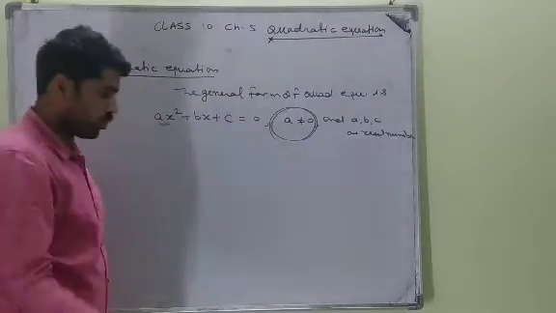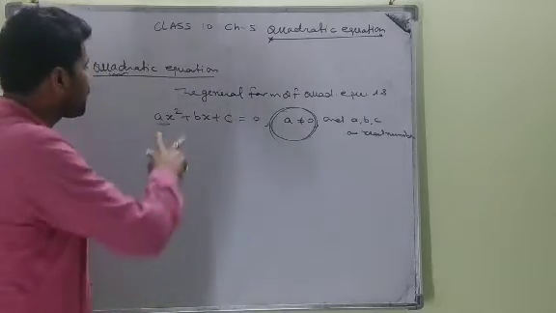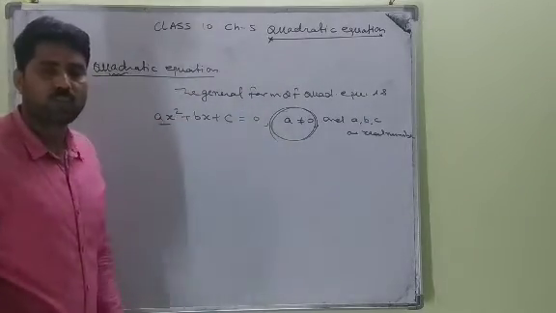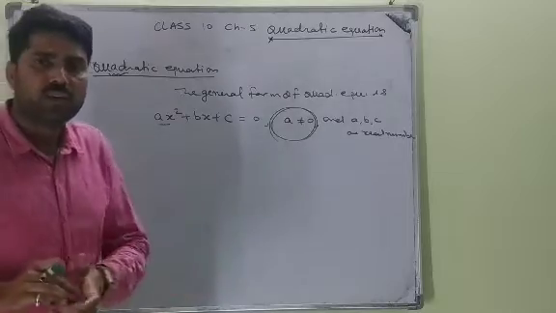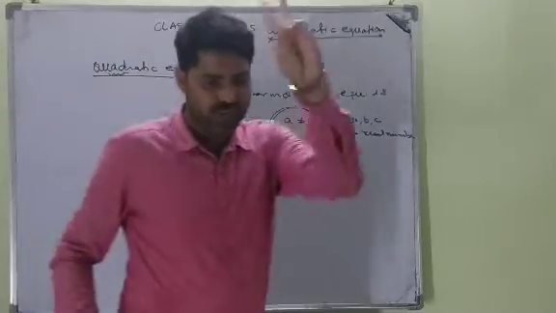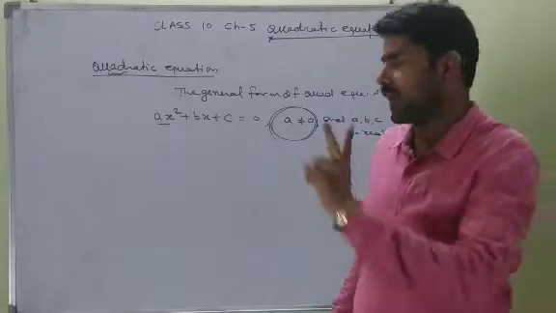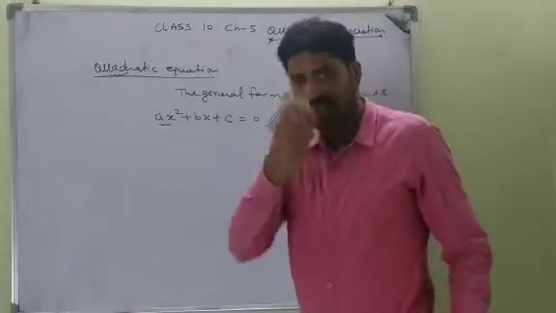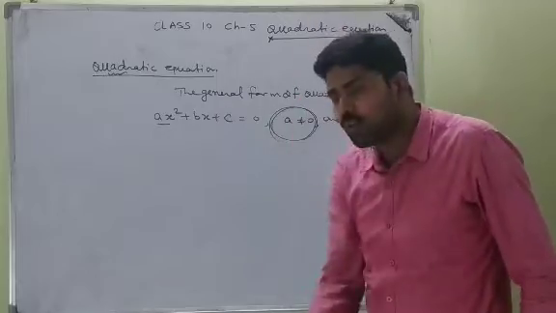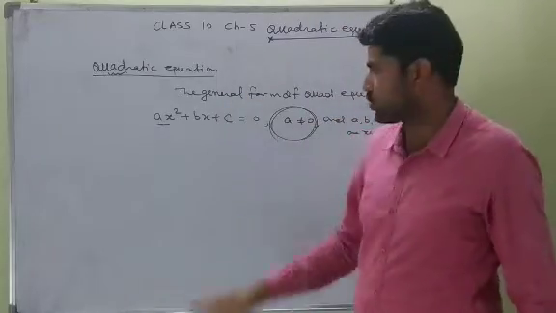Quadratic means 2. What is the meaning of 2? 2 means after solving the quadratic equation, we get two values of x. What is the meaning of two values of x? Two values of x means the answer, the values we get after solving this question.